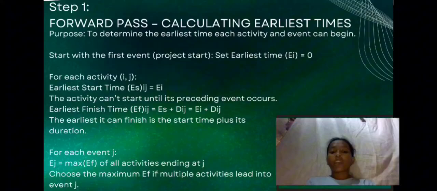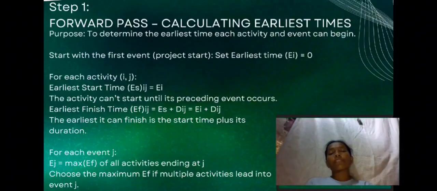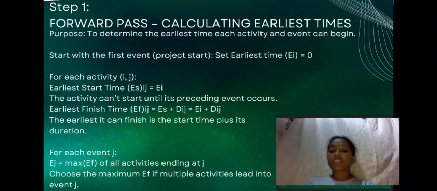3: for each ending event J, determine EJ, the earliest time event J can occur. This is found by taking the maximum EF of all activities ending at J. This ensures we're accounting for the longest time it takes to get there.